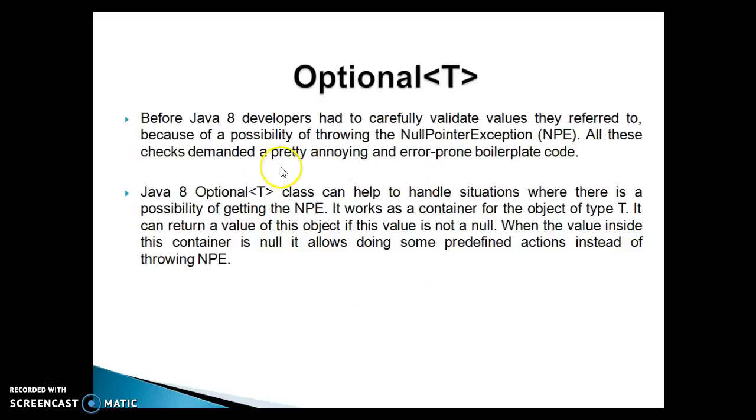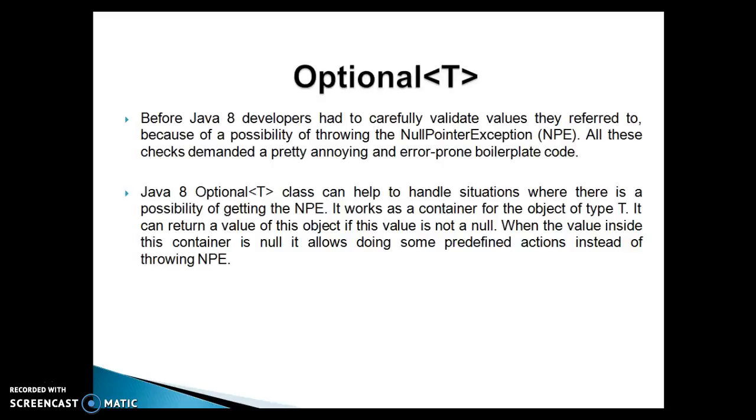Before Java 8, developers had to carefully validate the values they refer to because of the possibility of throwing a null pointer exception. All these checks demand pretty annoying and error-prone boilerplate code. Java 8 Optional, which accepts a generic class, can help you handle situations where there is a possibility of getting a null pointer exception.